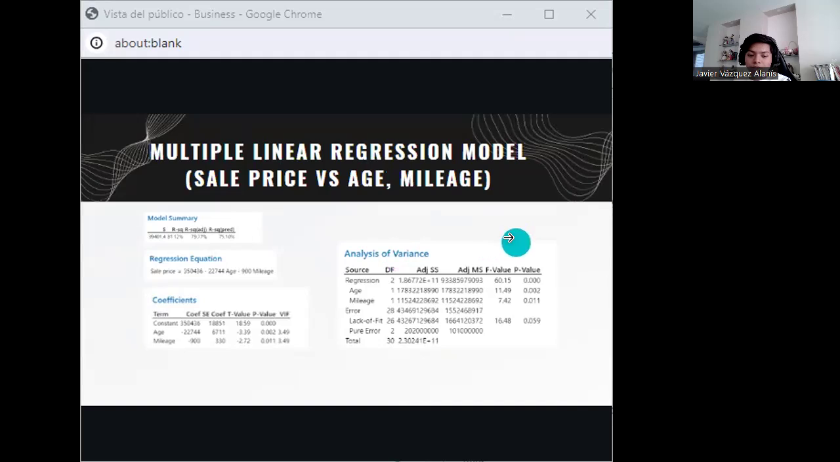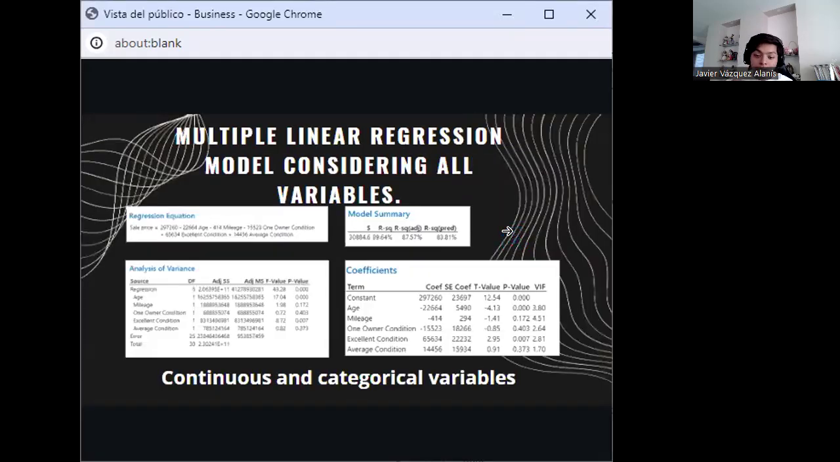To conclude this first part of the problem situation, we develop a multiple regression model incorporating all variables: age, mileage, one owner condition, excellent condition, and average condition. This regression analysis includes both continuous and categorical variables. Unlike the previous analysis, which only considered continuous variables, here categorical variables represented by 0 and 1 values cannot be mixed with continuous variables in the same equation, making the resulting model, as you can see here, unsuitable for estimating the sales price. So this cannot be useful for us to estimate the pricing.